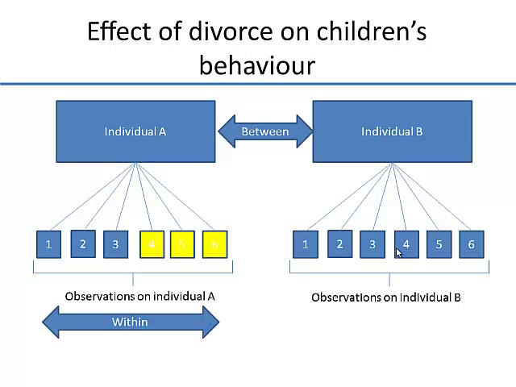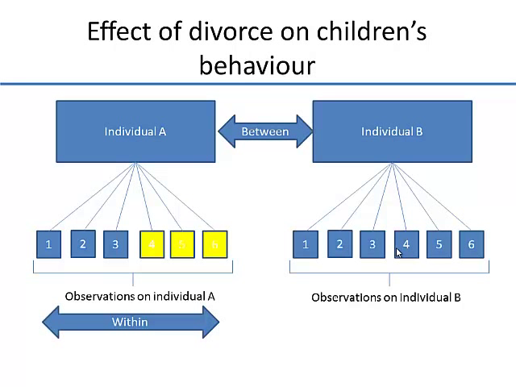Now, with this structure, we can use multi-level models to estimate the effect of that event on an individual's outcome. So in this example, it could be the effect on that child's behaviour. Now, an important thing to note with this sort of longitudinal data is that we have two types of variation that is estimating the effect of divorce.